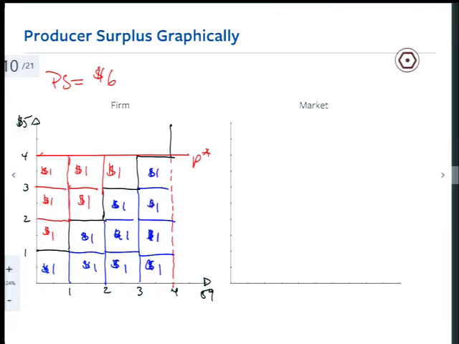What are these blue dollar slices? Well, this is the marginal cost of producing the first unit, right? This here is the marginal cost of producing the second unit. This here is the marginal cost of producing the third unit. This here is the marginal cost of producing the fourth unit.